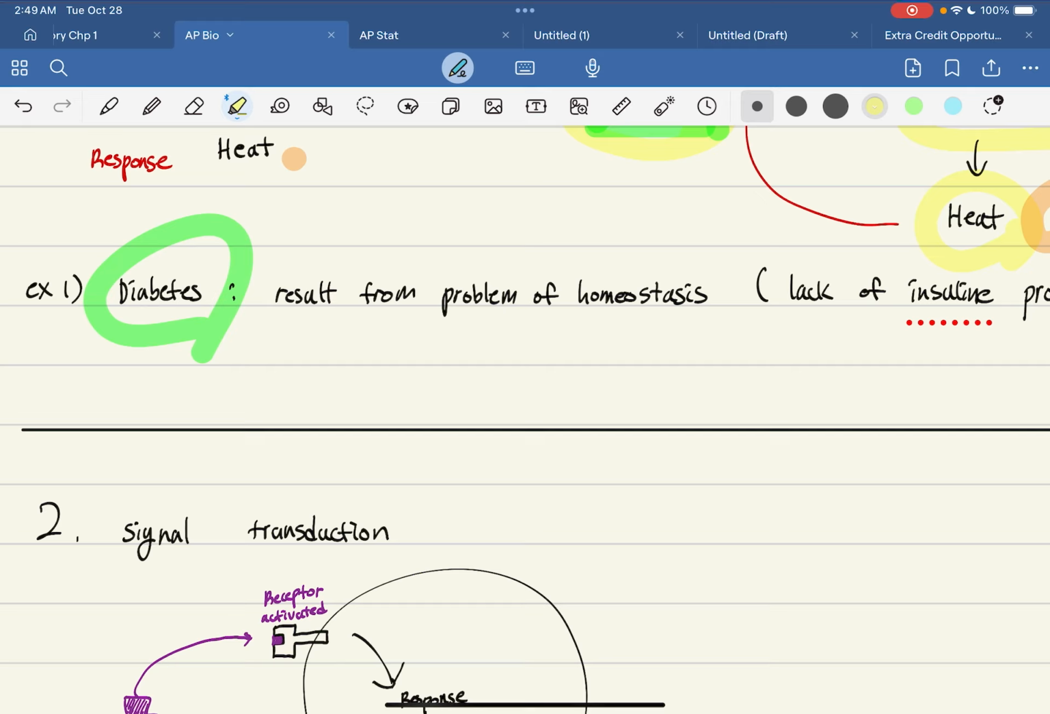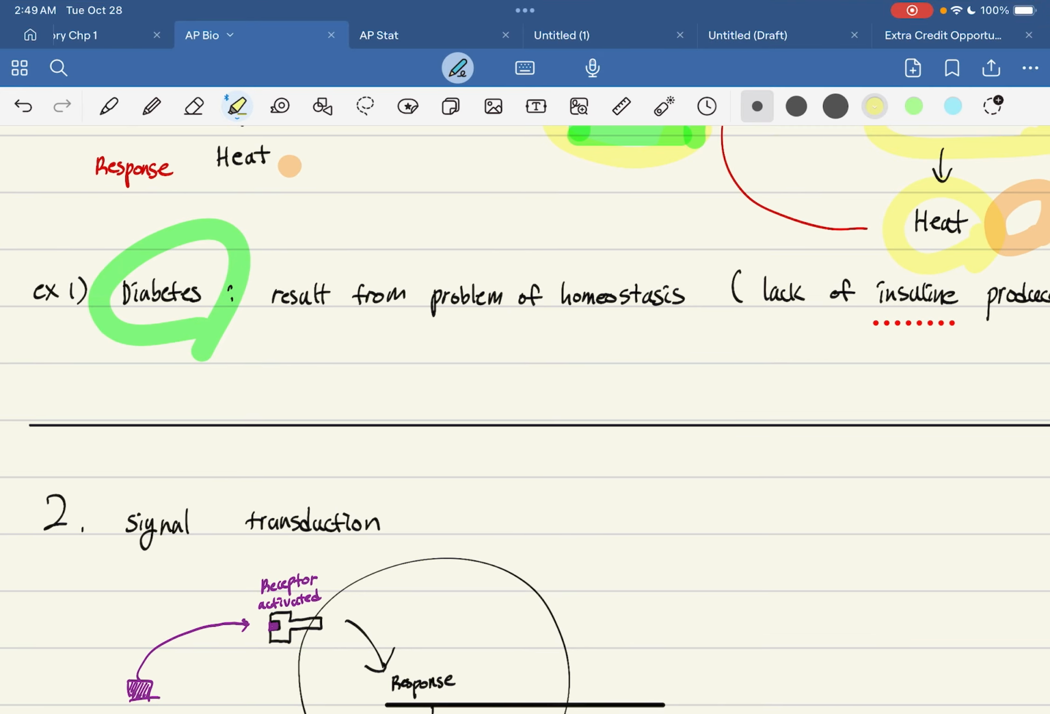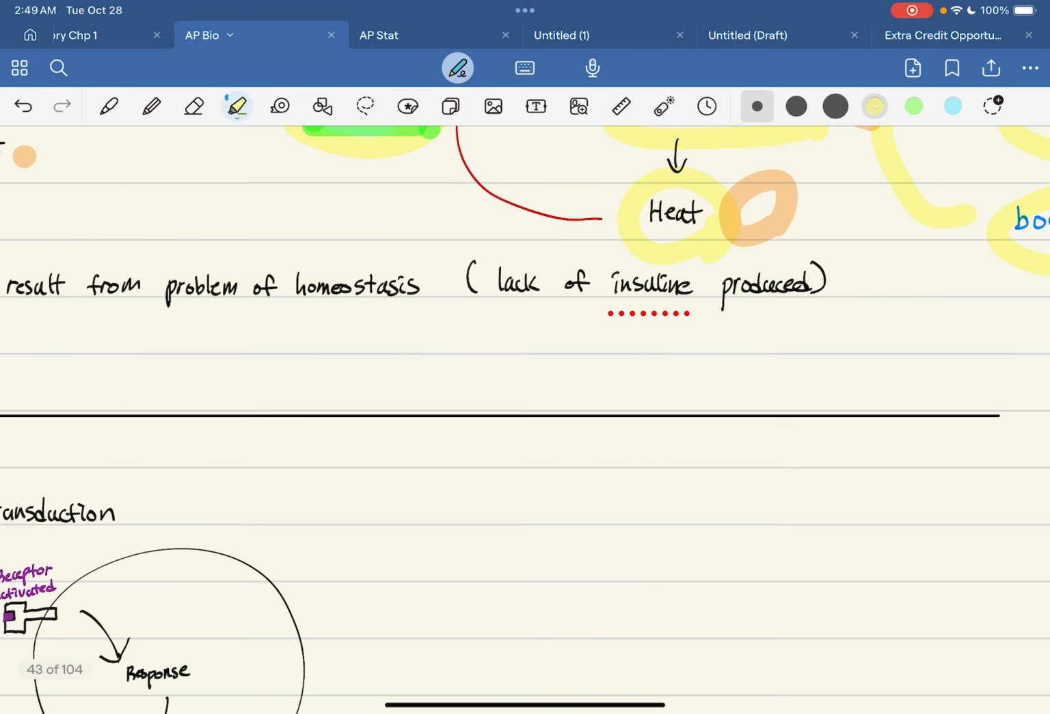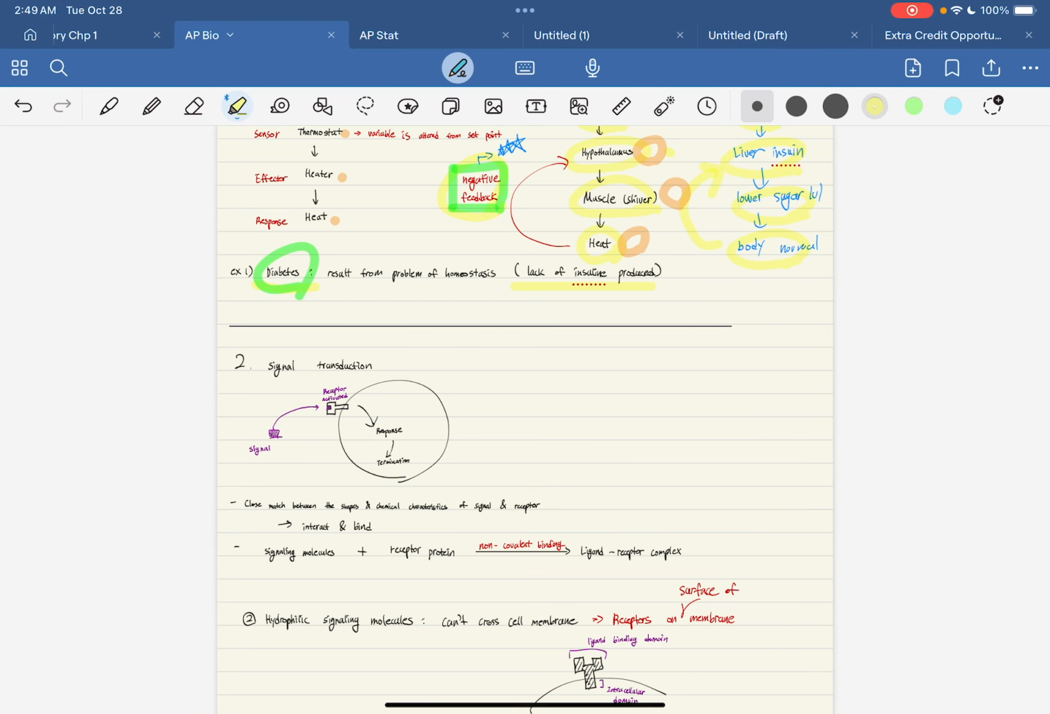The biggest example of an error in homeostasis would be diabetes, the lack of insulin produced.